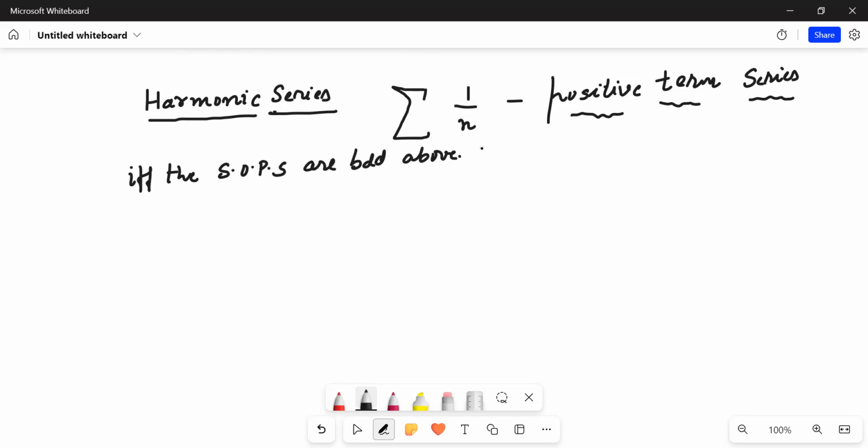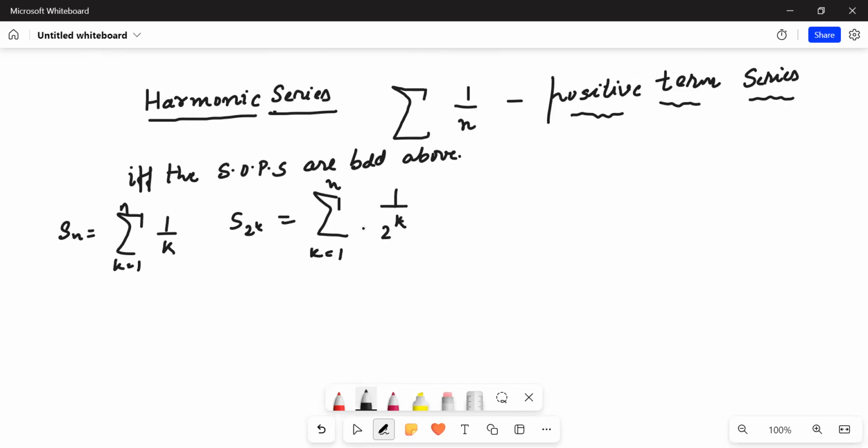Because if I'm stating that this particular series gives an increasing sequence, then for convergence of an increasing sequence, we need that it should be bounded above. Sn is equal to the summation of 1 upon k, k equals 1 to n. We'll show that one of the subsequences, S2^k, is unbounded, so clearly the sequence would be unbounded.